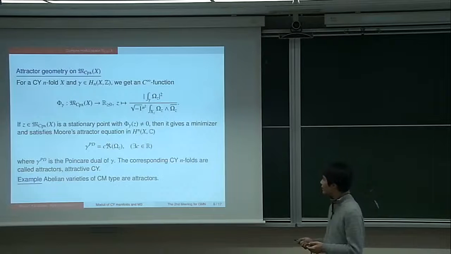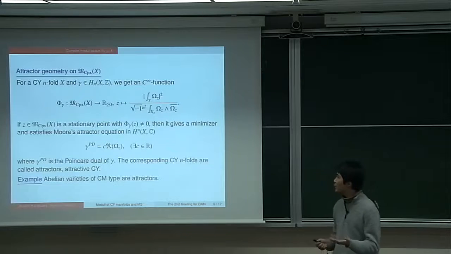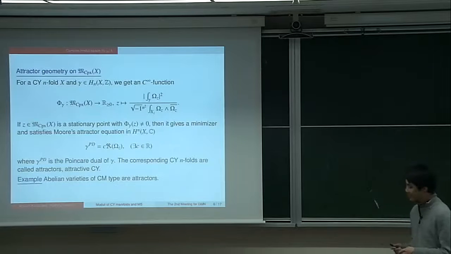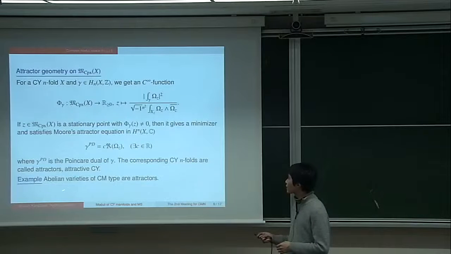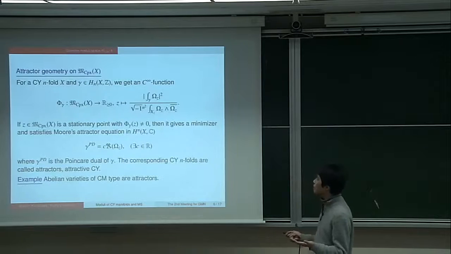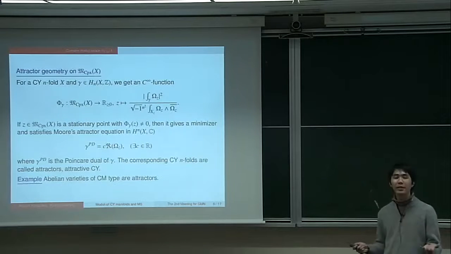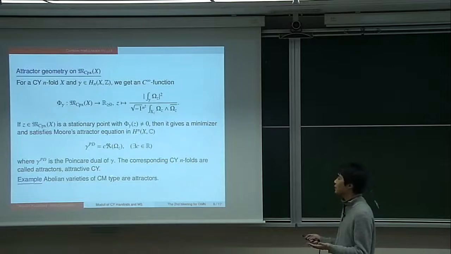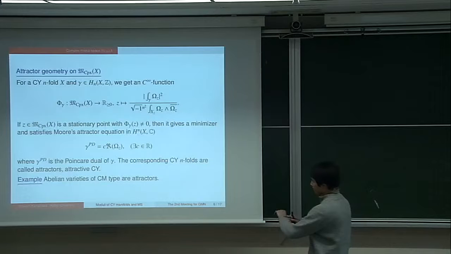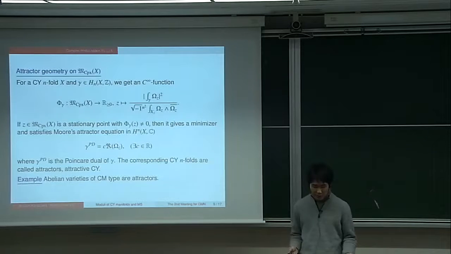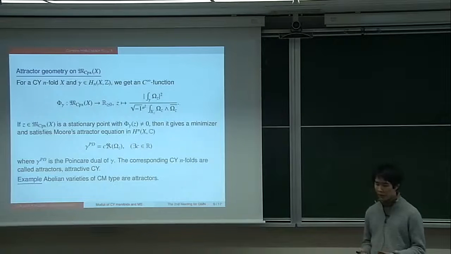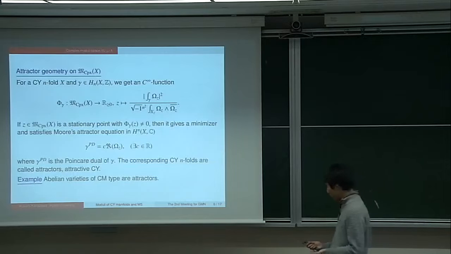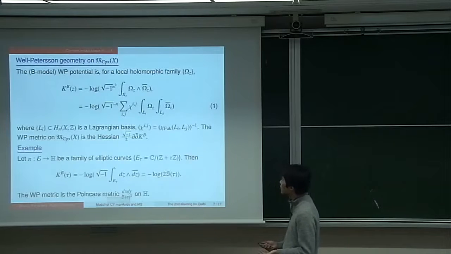The name suggests you're tempted to study this Calabi-Yau. The typical example of such Calabi-Yau: in the abelian case, the attractors are just of CM type. So the attractive Calabi-Yau manifolds are a generalization of abelian varieties of CM type. So by studying a moduli space, you get some information about the Calabi-Yau manifold. But this is not the aspect or structure I wanted to focus on today. Today I wanted to focus on the metric.